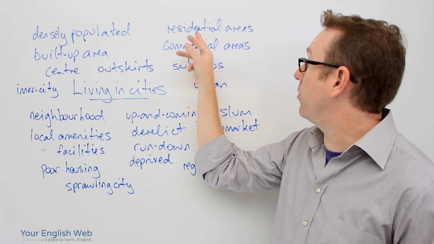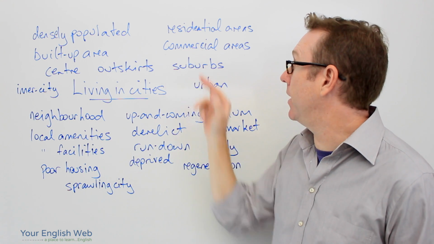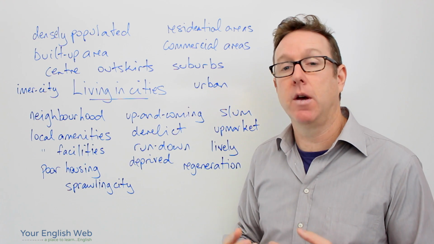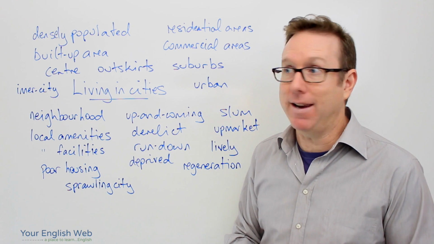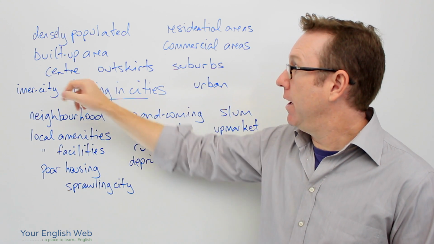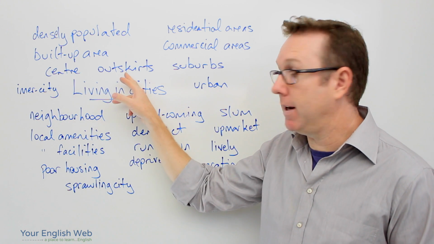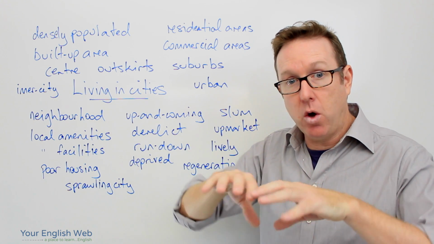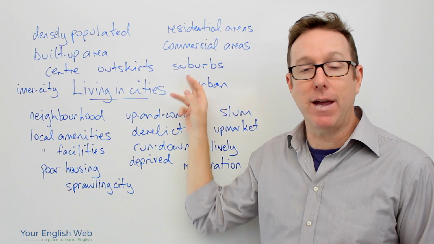In cities, we can have residential areas where people live, obviously, and we can have commercial areas or commercial districts where we have the shops that we buy our products in. Okay, so the residential and the commercial areas. Now, we can live in the center of the city. We can live in the outskirts of a city, so in the center or the outskirts. And if we live in the outskirts, normally we live in the suburbs.